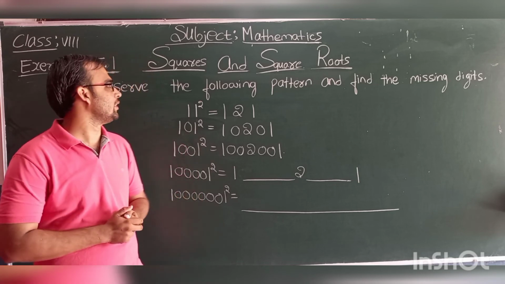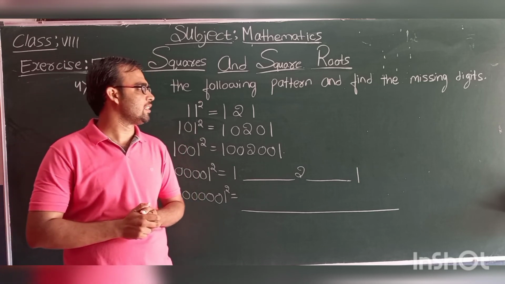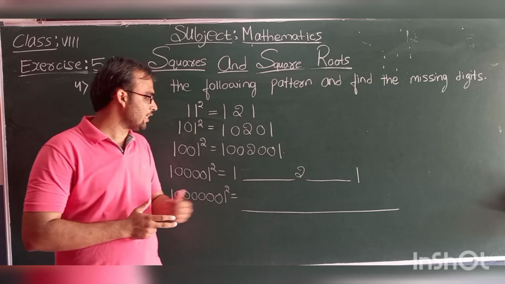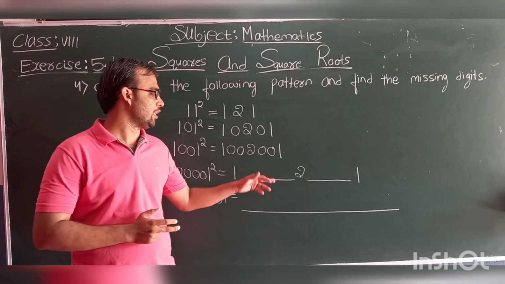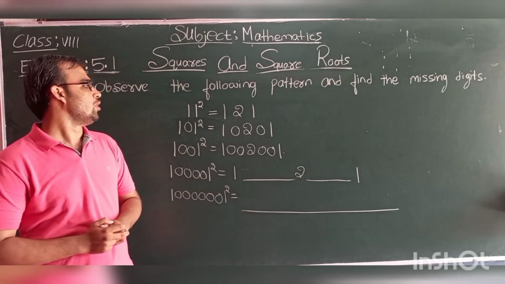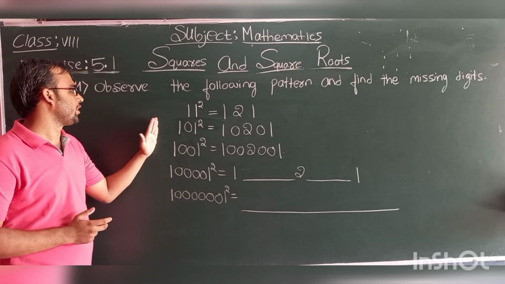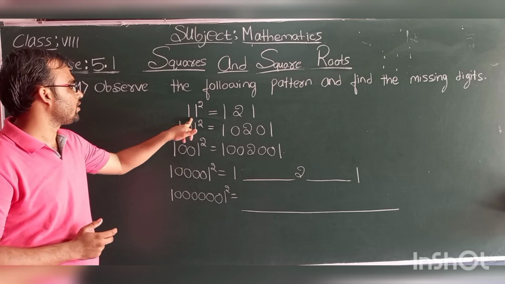Okay, so what have they given? Observe the following pattern and find the missing digits. So here they have given the pattern and we need to fill the blanks. Here some digits are missing. So look at the pattern, students. Observe it carefully. 11 square is what?